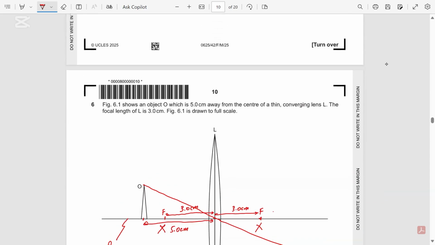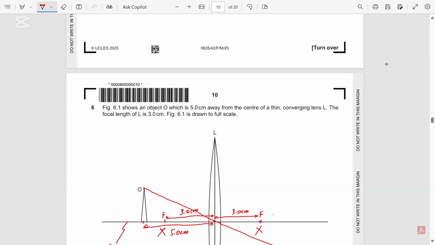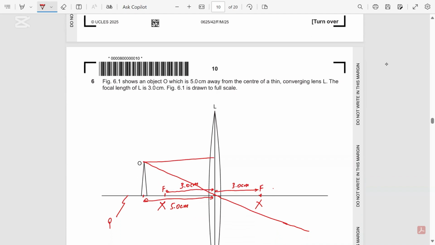The second point is that the line should be parallel to the principal axis, and then it's going to pass through the focal point. After converging through the lens, it's going to pass through the focal point, and you'll see that where these two lines will intersect, that would be where the image is produced. Right? The image is going to be produced somewhere here.